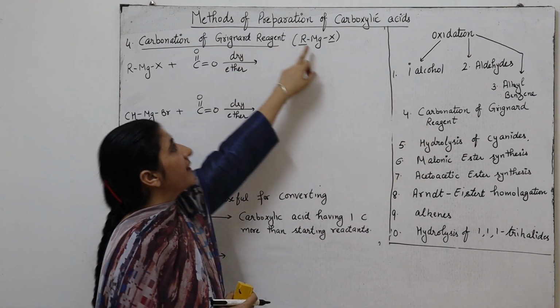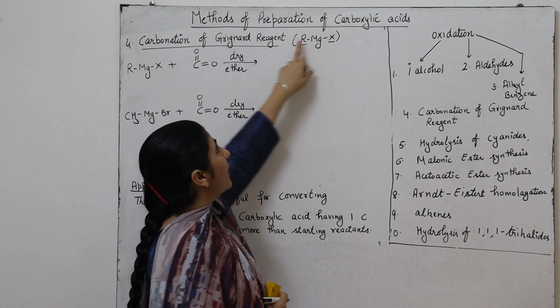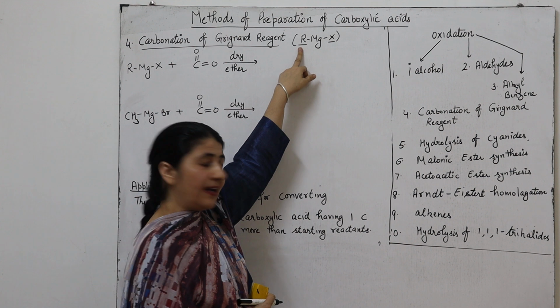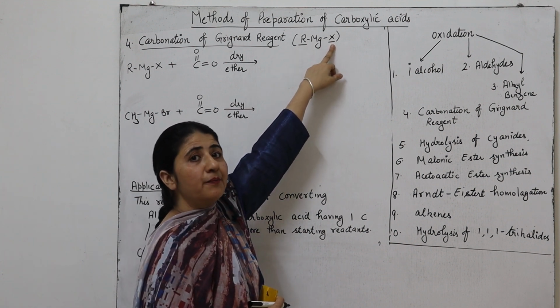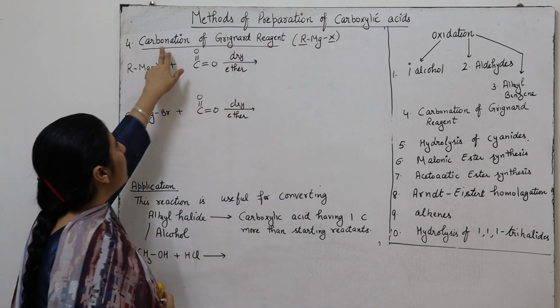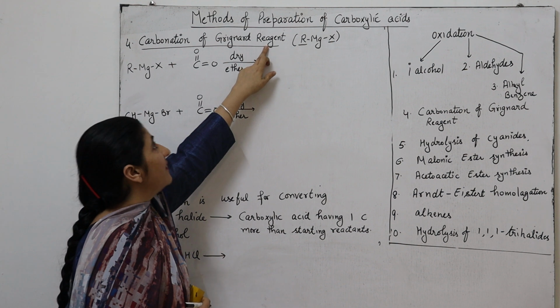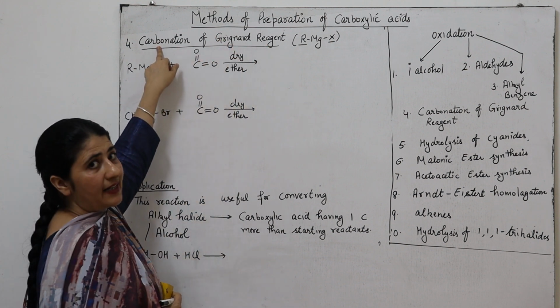The fourth method of preparation of carboxylic acid is from the carbonation of the Grignard reagent. So what is Grignard reagent? Its general formula is RMgX, where R may be an alkyl group or aryl group, and X may be a halide, meaning chlorine, bromine and iodine. Carbonation of Grignard reagent means the reaction of Grignard reagent with carbon dioxide.